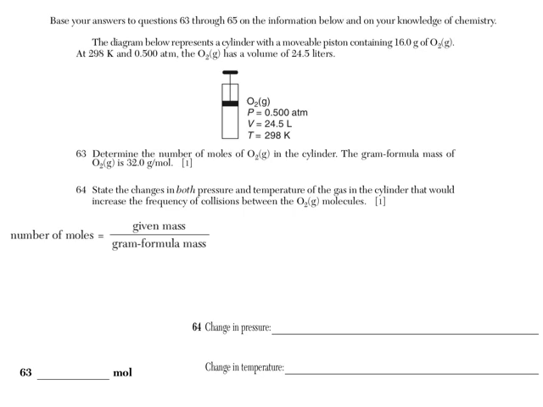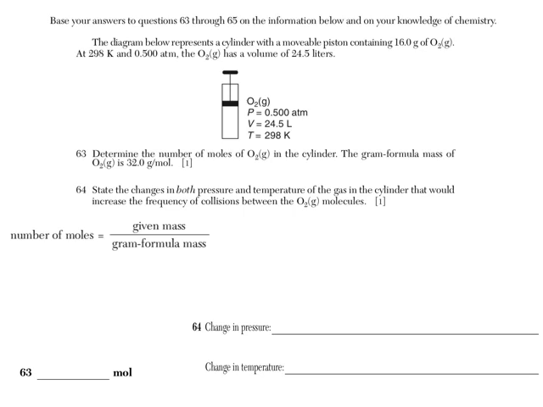But it says the diagram below represents a cylinder with a movable piston containing 16 grams of oxygen gas, and at 298 K and 5.5 atmospheres, the O2 gas has a volume of 24.5 liters. So we got some information about this gas in this little chamber here. Number 63 says, determine the number of moles of O2 gas in the cylinder, and the gram formula mass of O2 is 32 grams per mole. So they're nice, they give us some information again.